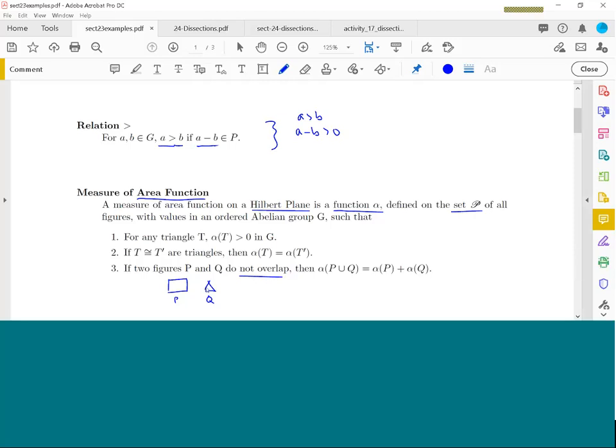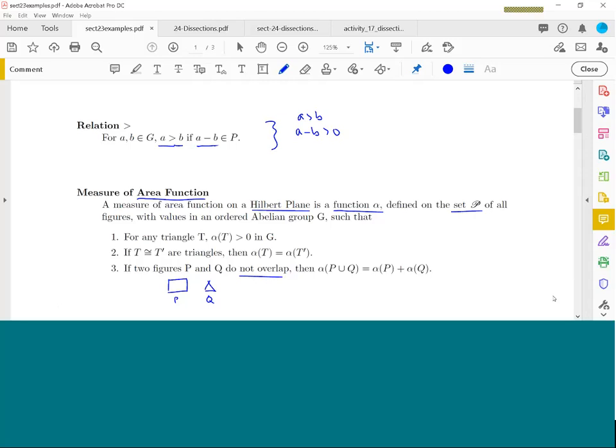Then the area of the union of these two figures, and remember we talked about union of figures before, where you put them both together, except here the union would simply be the disjoint quadrilateral and triangle. Then the area of the union is simply the area of the two pieces, and you add it together.